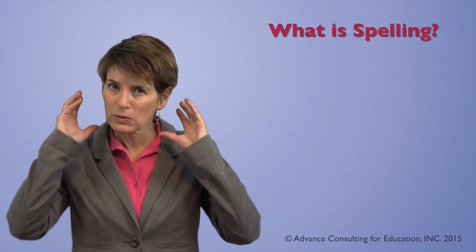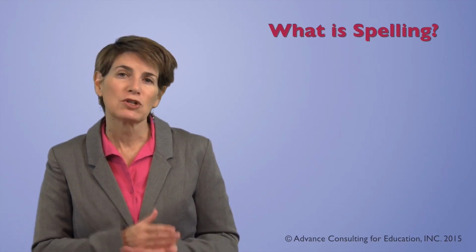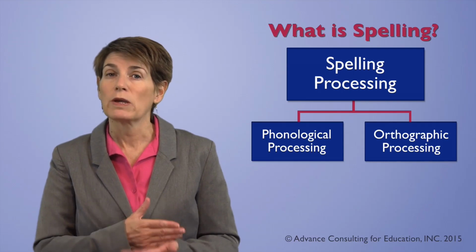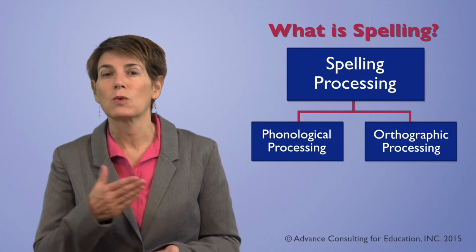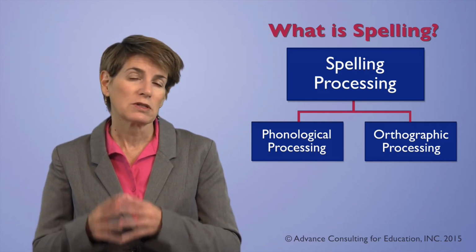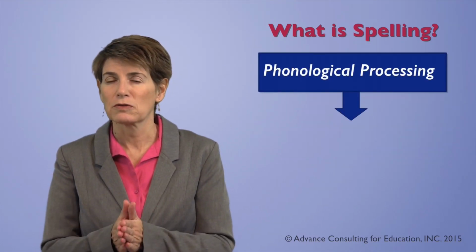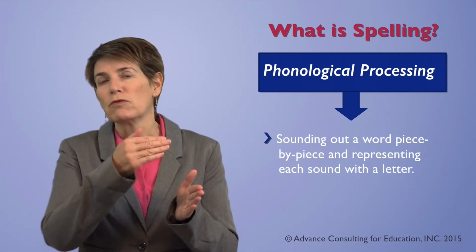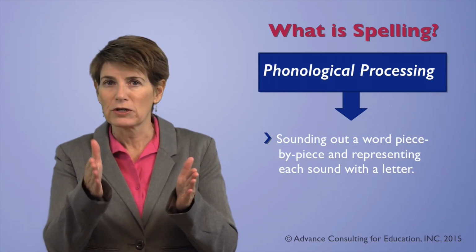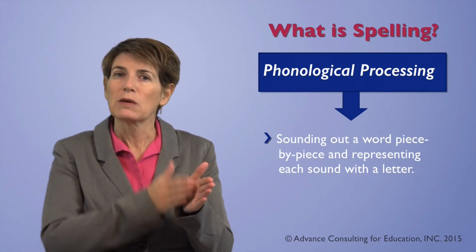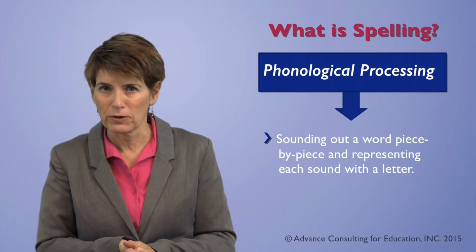So how do we take a word that we know the sound of and then represent it visually in our writing system? And there's two processes that we can use. We can use a process called phonological processing, and we can use a process called orthographic processing. So let's take a look at phonological processing first. Phonological processing is simply the process by which we take a sound and then we represent it with a letter. And so we work through the word from start to finish, and we pick out all the sounds in the word, and then we match each of the sounds with the corresponding letter, and voila, we've spelled the word.